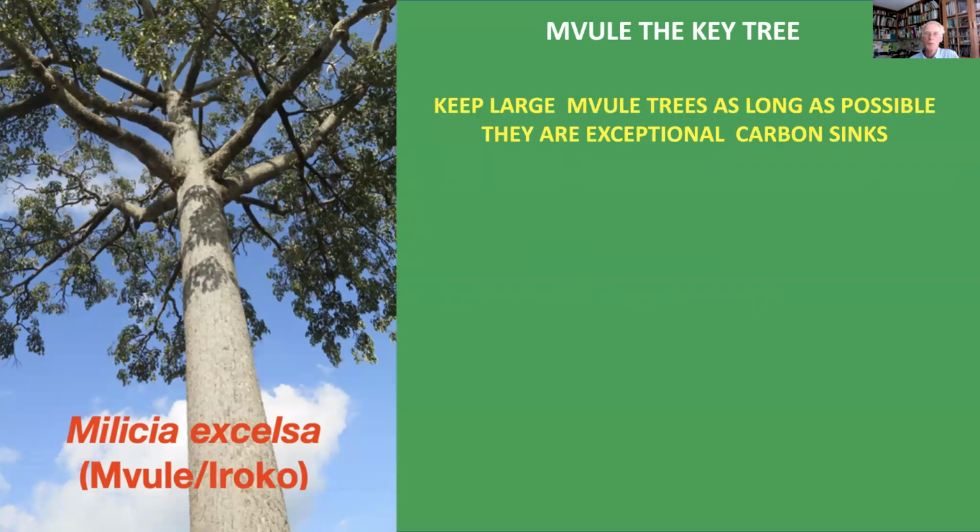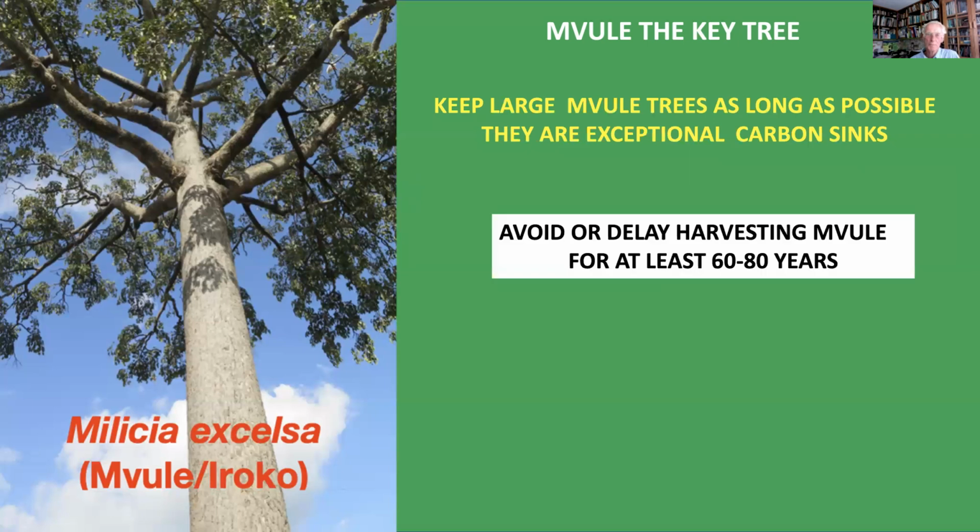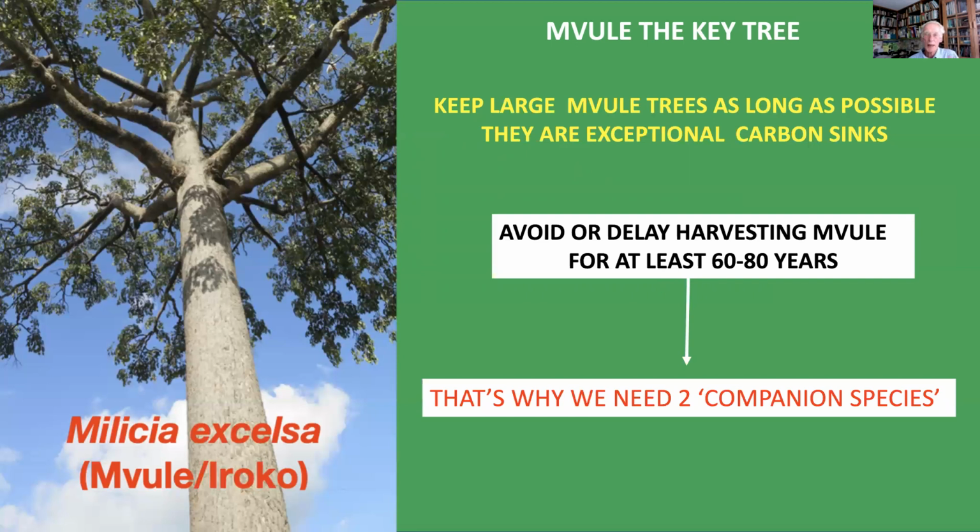So large Mvule trees need to be kept because they're exceptional for carbon storage, right? You need to avoid or delay harvesting Mvule for at least 60 to 80 years. Ideally, don't even cut them down. And that's, of course, the reason why we need 2 companion species, because if you just give to farmers in the rural areas the Mvule tree to plant, they say, well, that's fine.